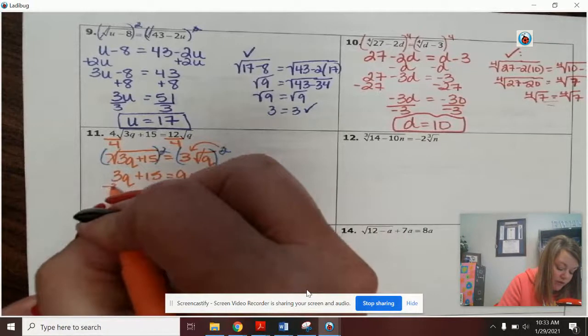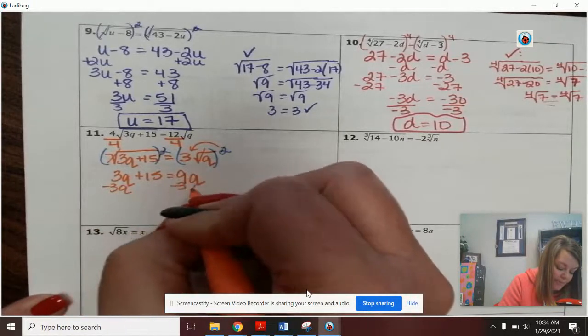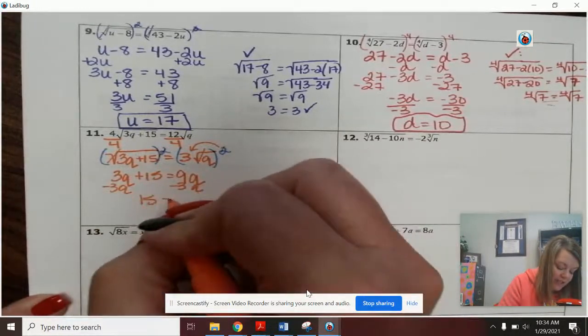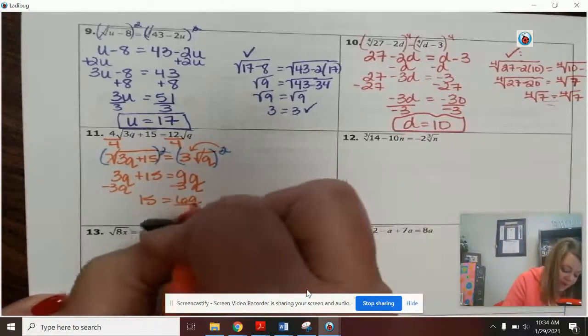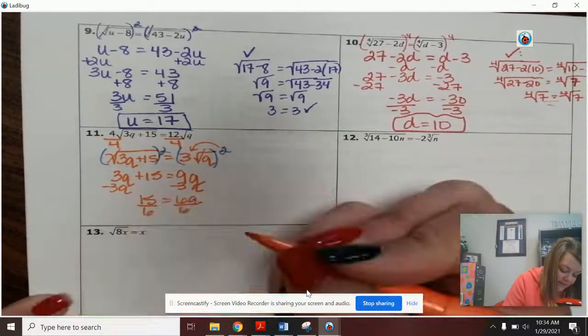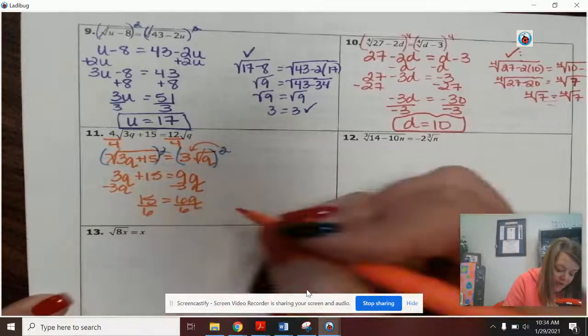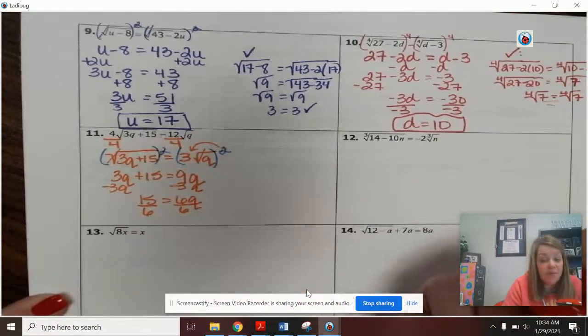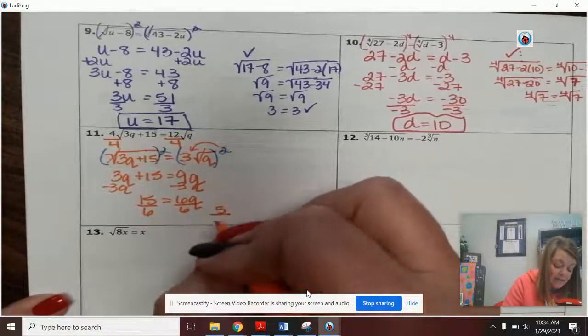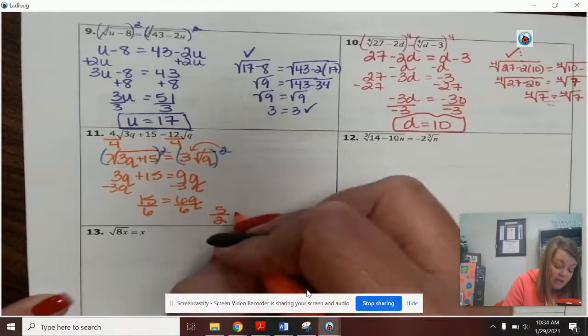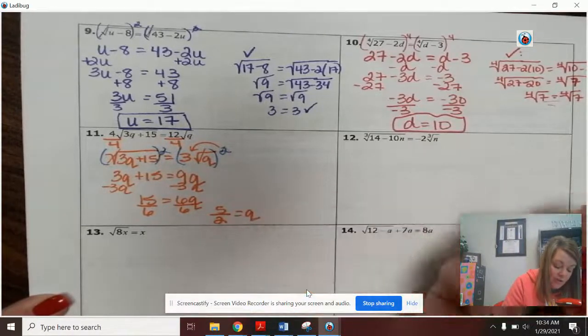So let's subtract the 3q. So 15 equals 6q. Divide both sides by 6. And let's see, 15 divided by 6. Both of those numbers divide by 3. So 15 divided by 3 is 5, and 6 divided by 3 is 2. So I get 5 over 2 equals q.